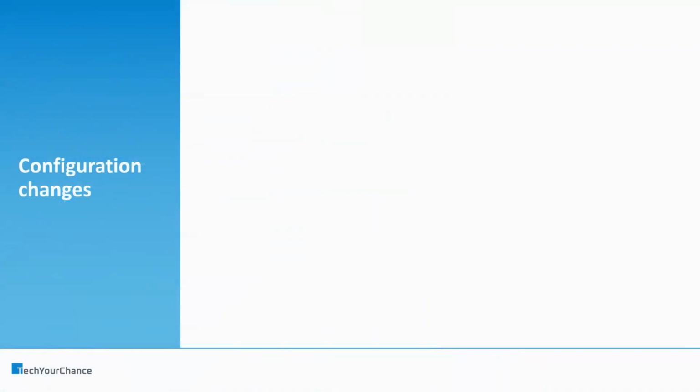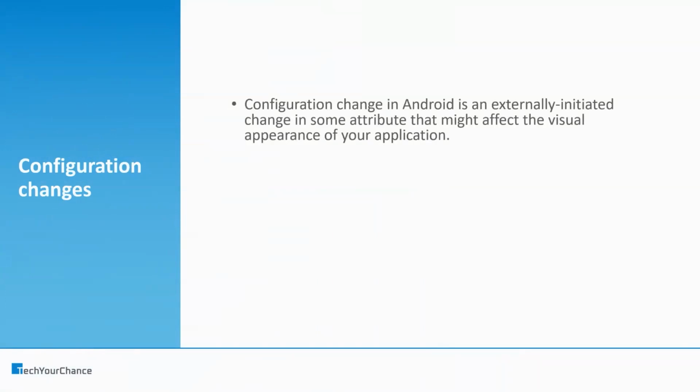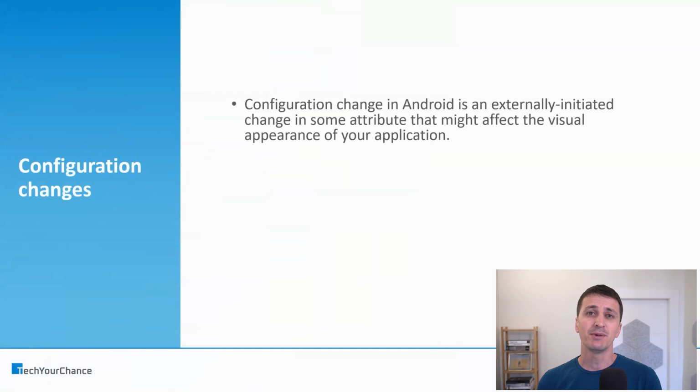To set the stage for our discussion today, I would like to just describe what configuration changes are. So configuration changes in Android is an externally initiated change in some attribute that might affect the visual appearance of your application. And it might affect not just the visual appearance, but mostly we are concerned about the presentation part of your app. So something happens inside your Android device, and the application that you're executing with that device can change its visual appearance. And if it doesn't do that, then it's not very good.